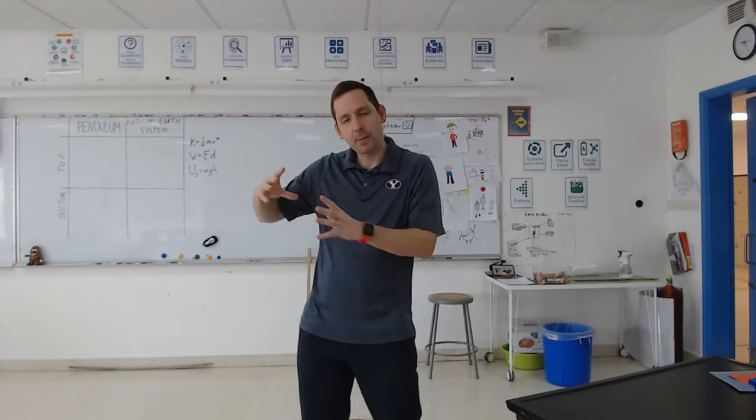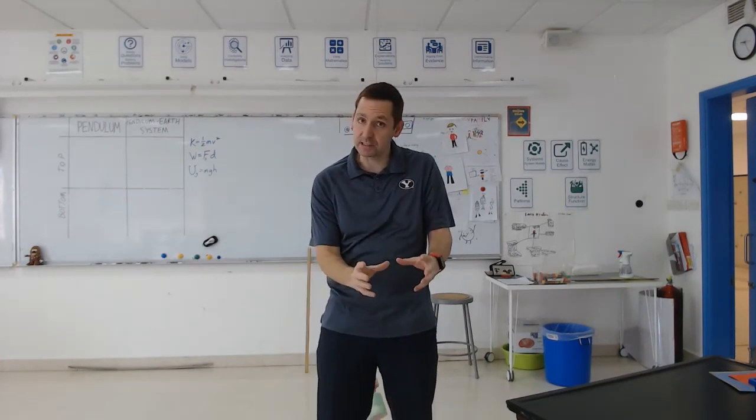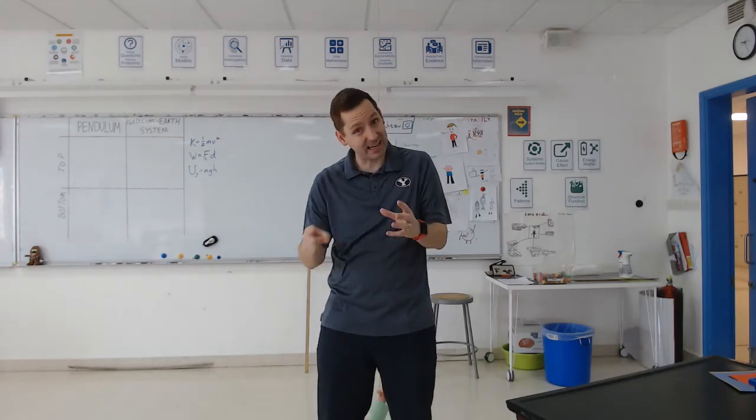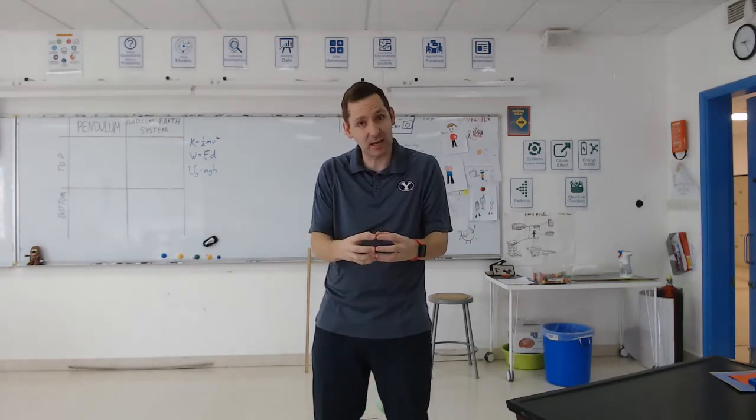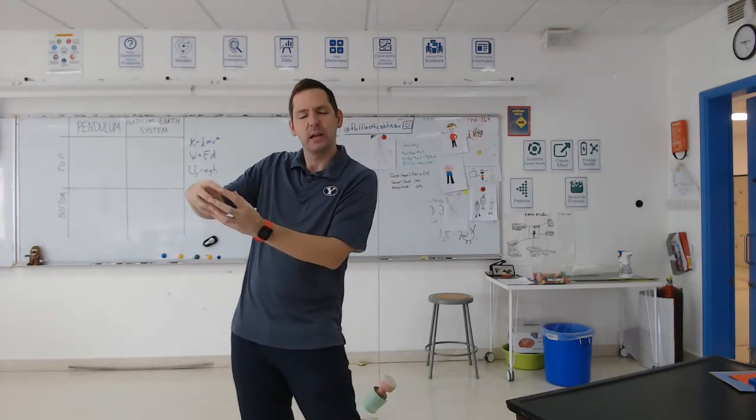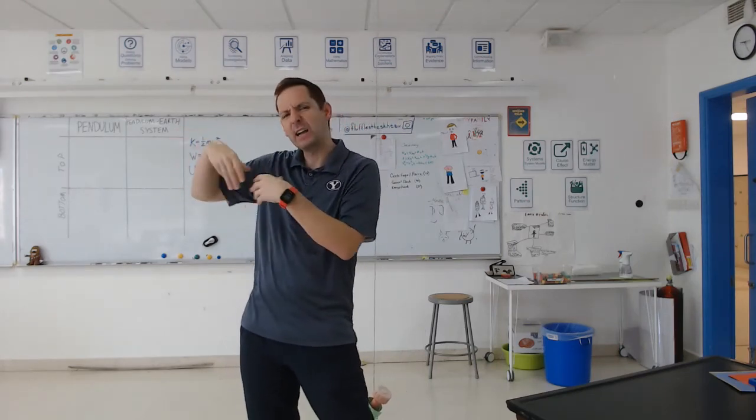Okay, as it swings up, the same thing. We start with a low gravitational potential energy, but a very high kinetic energy. That's the fastest that it goes, down at the bottom. And as it swings up, it starts to slow down. Well, why does it slow down?